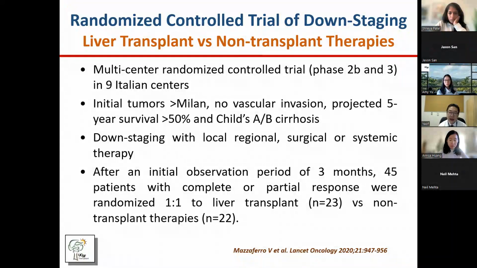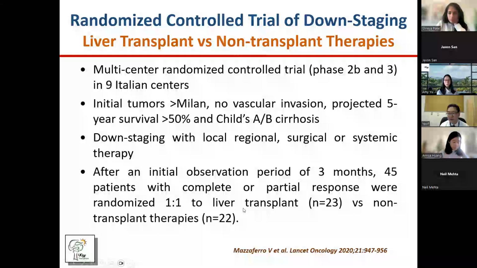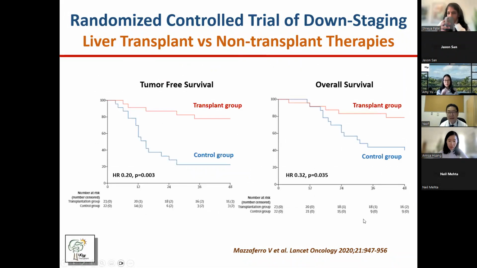By imaging, they had projected 5-year survival over 50% based on the Metroticket, and they have Child A or B cirrhosis, and they performed downstaging with local, regional, surgical, or systemic therapy. And after an initial observation of 3 months, 45 patients with either complete or partial response were randomized 1-to-1 to liver transplant versus non-transplant therapies. The numbers are pretty small here.